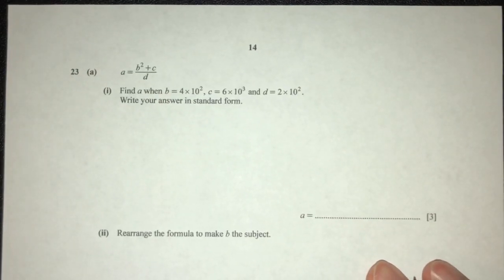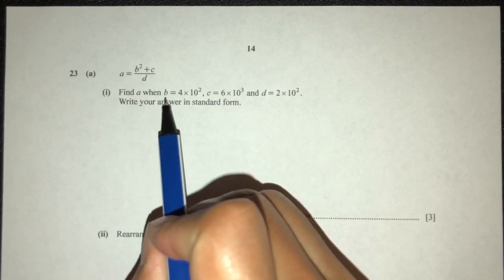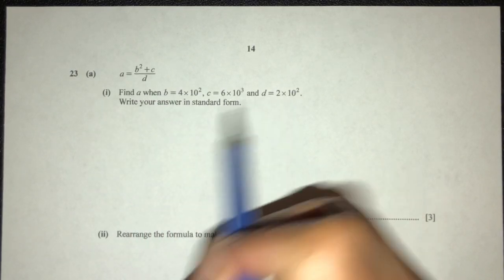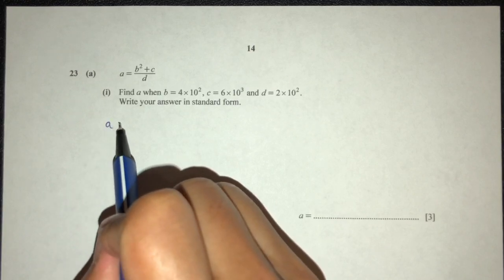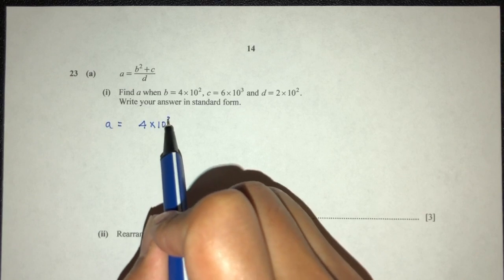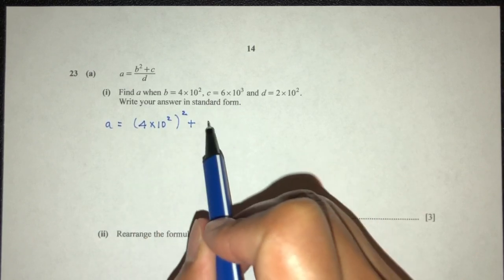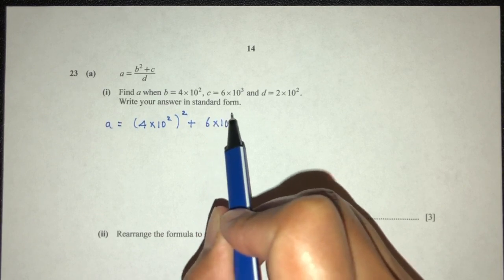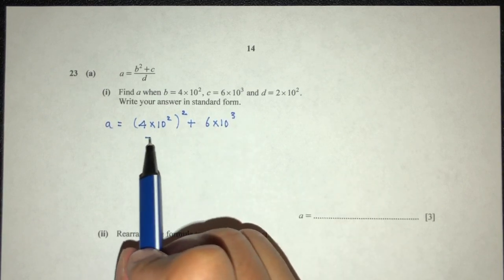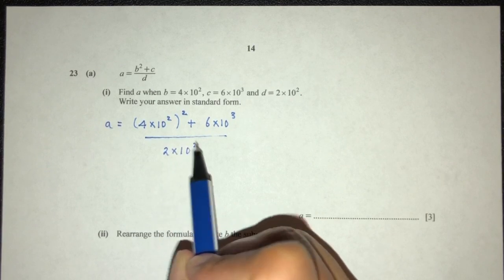Now let's move on. Question number 23. So part A, we have this. Here we have to find the value of A when B is this, C is this, and D is this. So let's find out. A will be, B is equal to 4 times 10 squared plus C is 6 times, and divide by D, which is 2 times 10 power this.